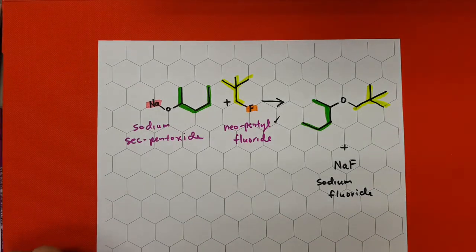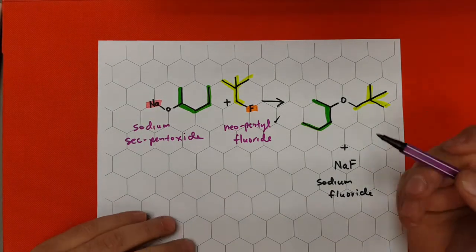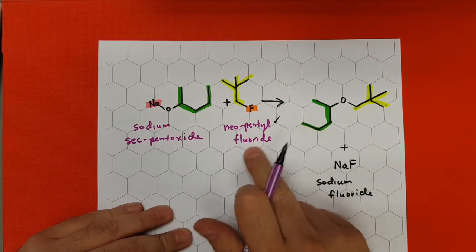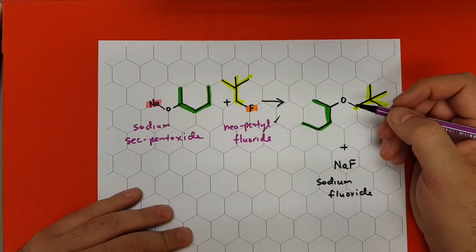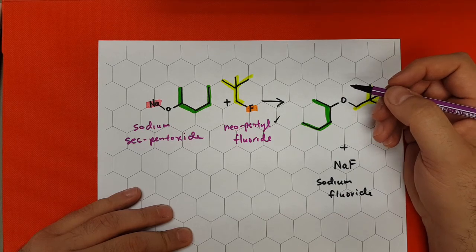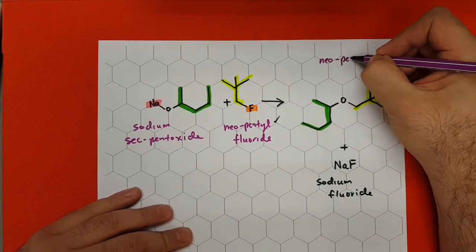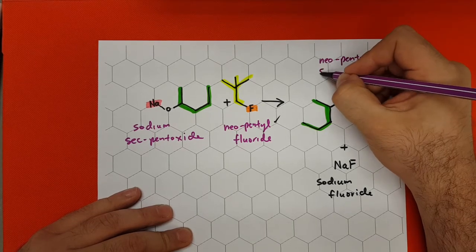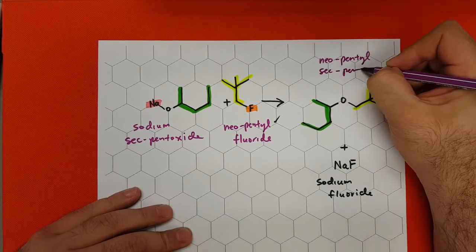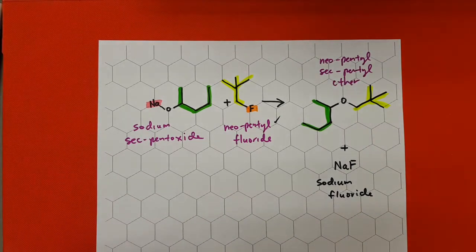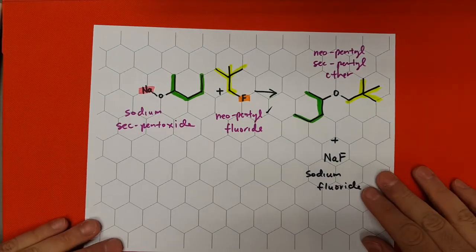So the name of this ether using common names is pentyl, pentoxy, pentyl. Both of them are pentyl. So neo comes before sec. Yes, it does. So this is neopentyl sec-pentyl ether. And that's it for this video on Williamson's reaction.